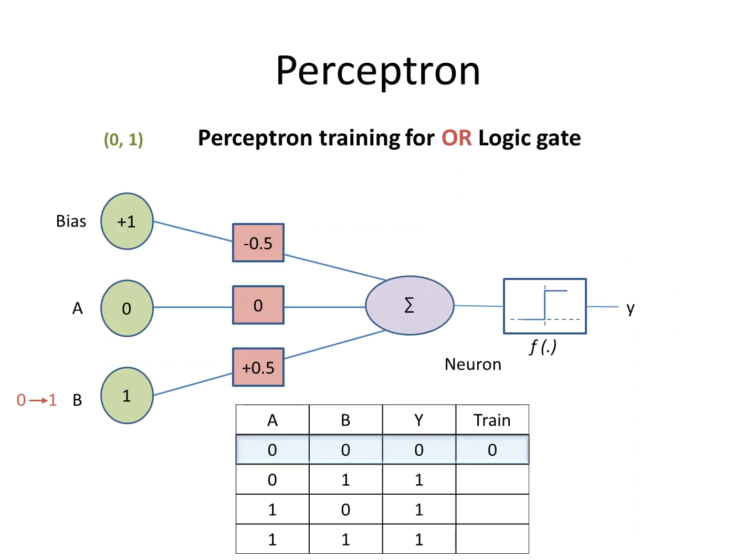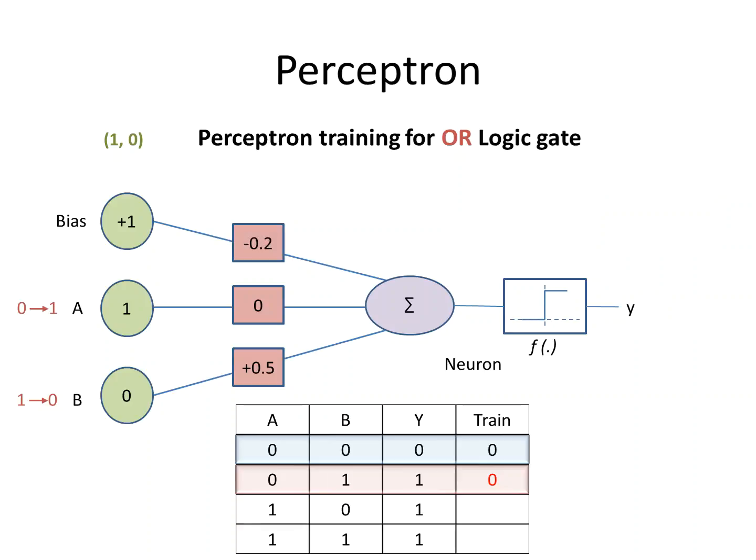For the next training, the input is 0 1. Let's try here. The bias provides me the output as -0.5, first input 0, second input 0.5. So overall it gives me the output as 0. After passing through the threshold function, it provides me the output as 0, which is wrong. So weight modification is needed here.